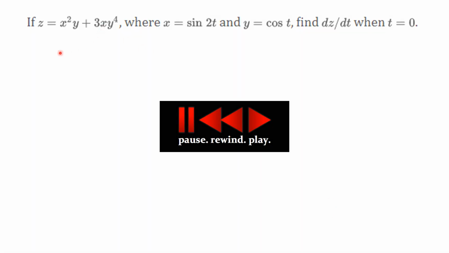Let's do a problem. So here we have z is equal to x squared y plus 3xy to the fourth, but x is in turn equal to sine of 2t and y is equal to cosine of 2t. We want to find the derivative of z with respect to t when t is equal to 0. You know what to do. Let's see how you did.